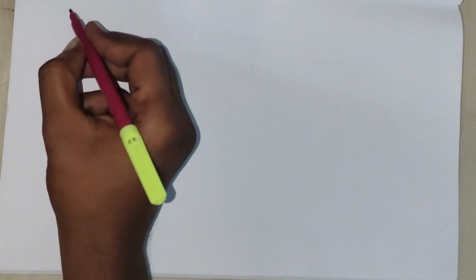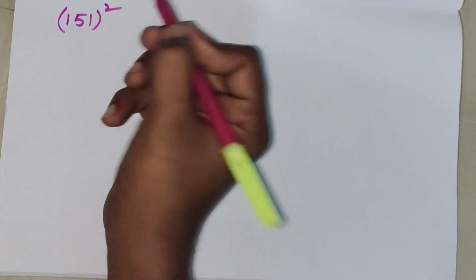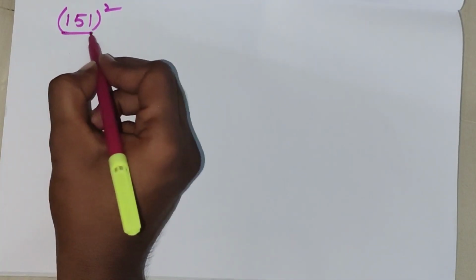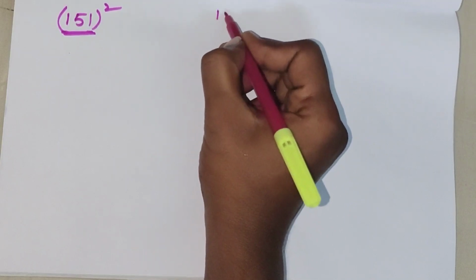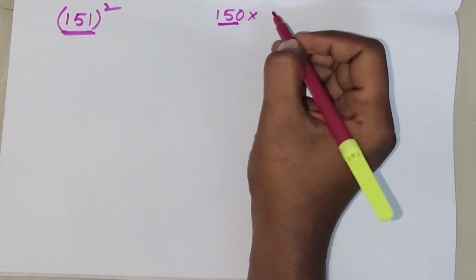Let's go with some more examples. For example, if we take 151 whole square. As I said, if it is nearest to 150, we should go with the multiplication of 150. Nearest means multiplication with.